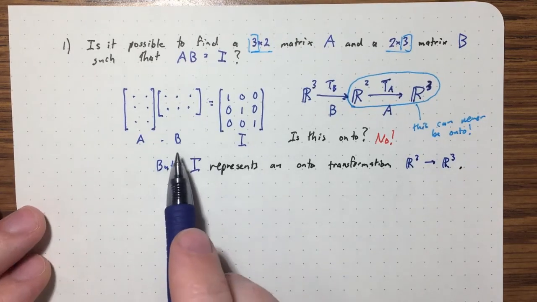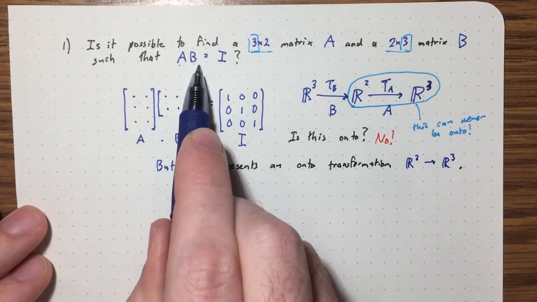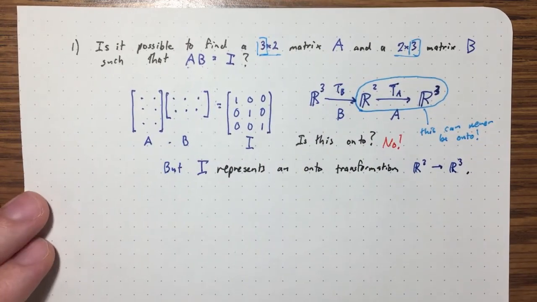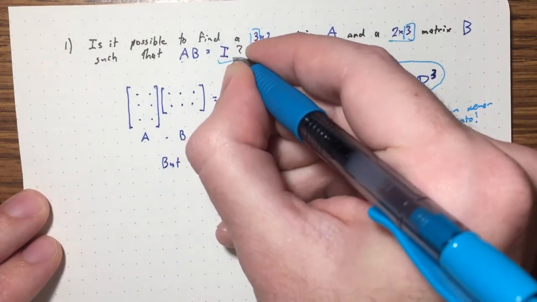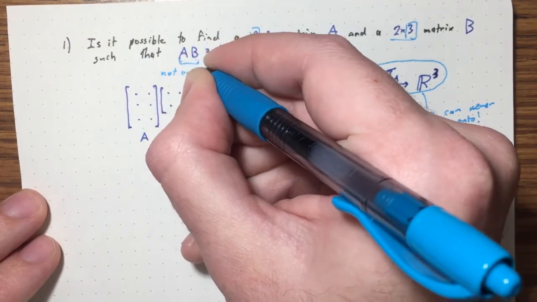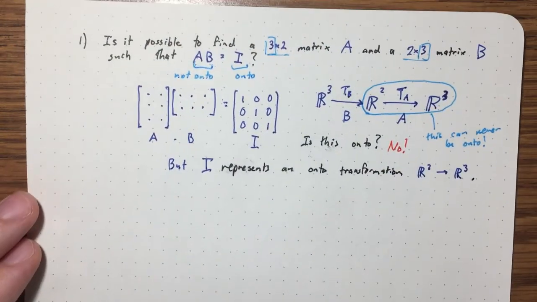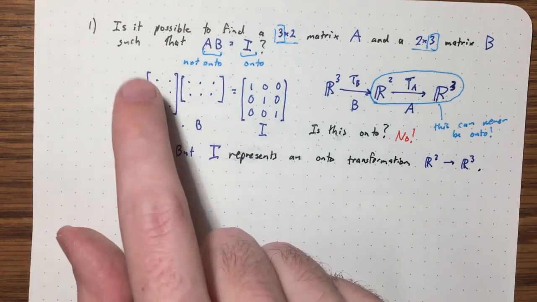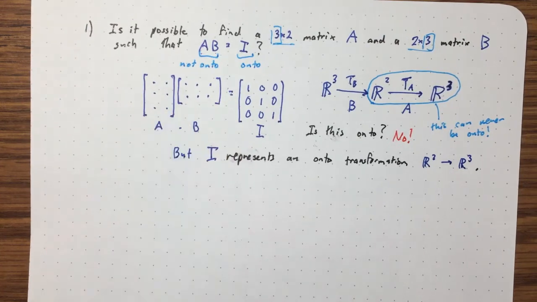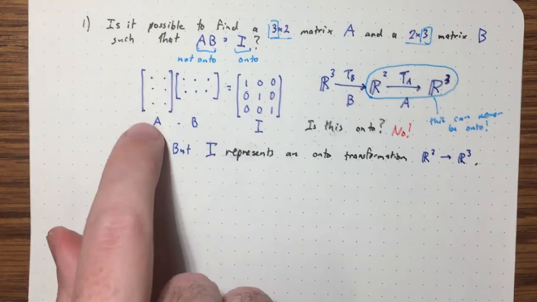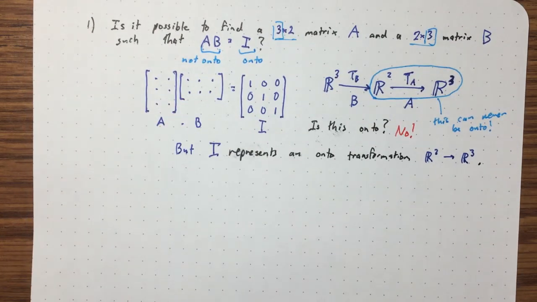So that means that I can never actually find A and B, 3 by 2 and 2 by 3, such that A times B equals I, because this one will represent an onto transformation, and this one will not represent an onto transformation. Okay. So that's a really tricky way to solve this problem. But again, I hope you weren't trying too long to plug in numbers there, because you can never get this matrix from a 3 by 2 times a 2 by 3.